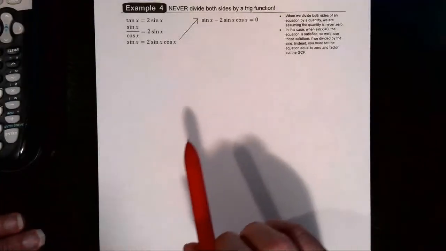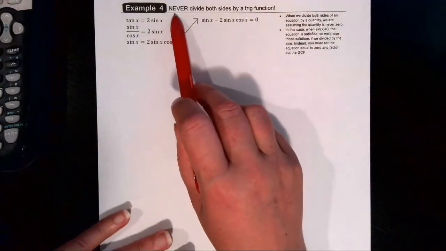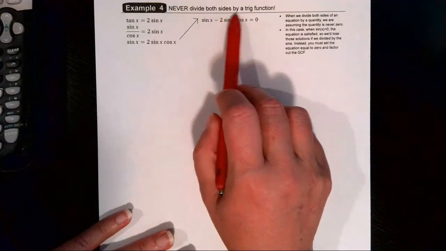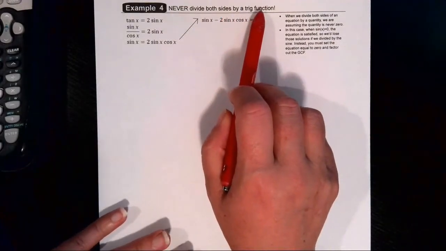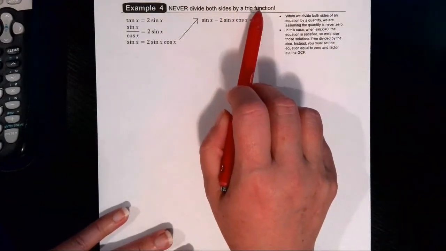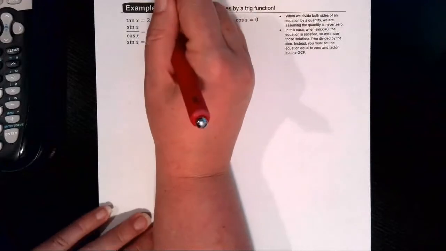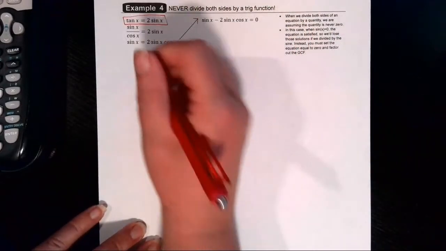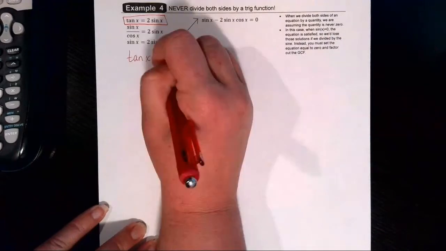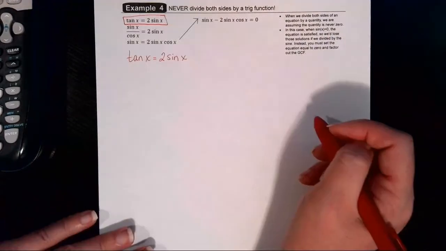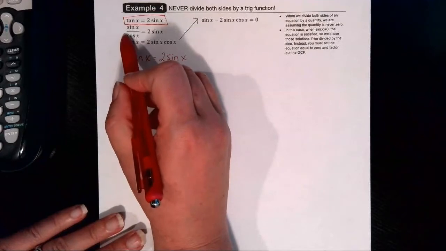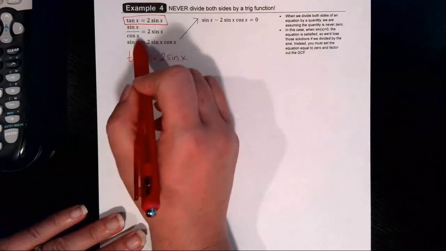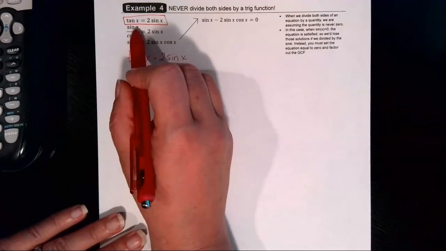So in example 4, we are reminded never to divide both sides by a trig function. And we're going to start by looking at what not to do. So the original equation that's shown here in the notes is the tangent of x is equal to 2 sine of x. Okay, and the first thing that the student did in the workup here is they substituted in the quotient identity for tangent, which is fine.